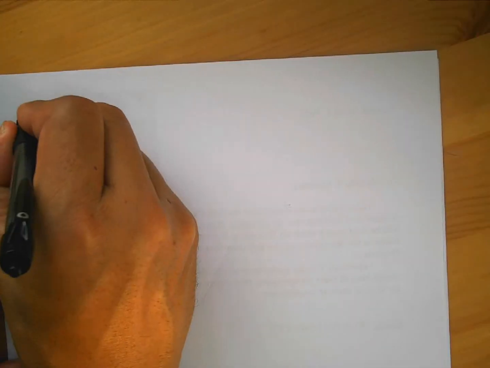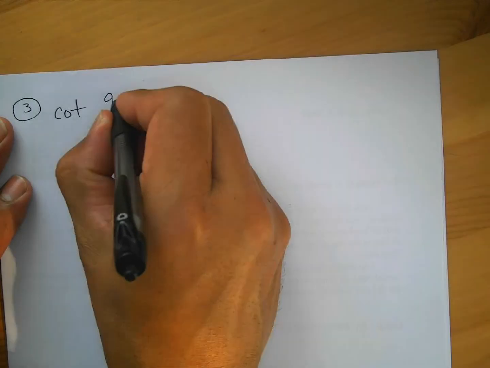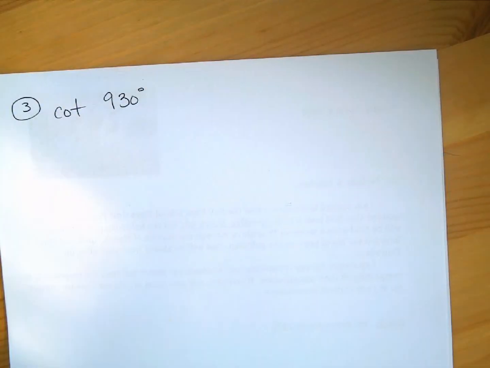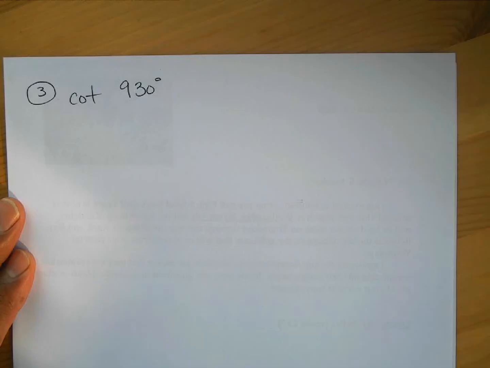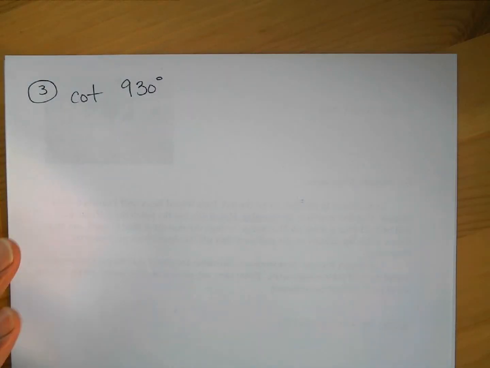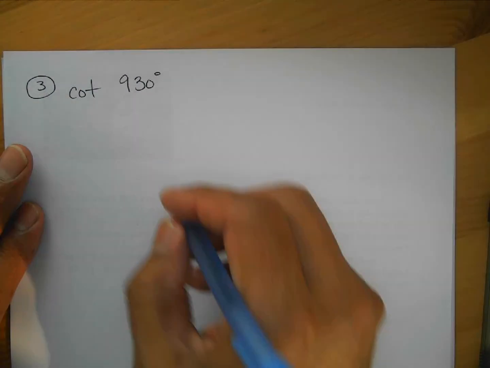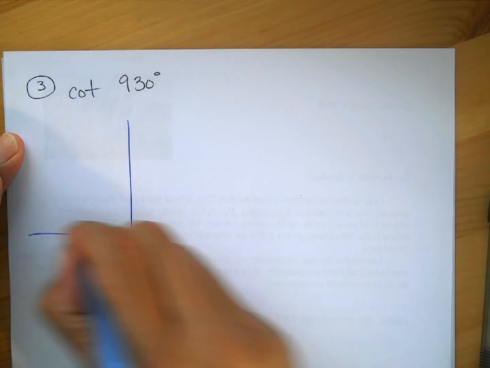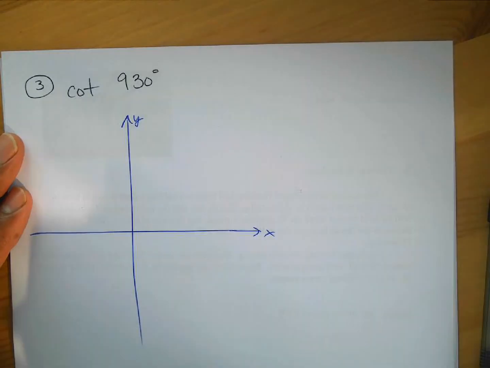Okay, number 3. What about cotangent of 930? See, now they're going to give you these new three and these bigger angles, right? How do we get the exact value for 930 degrees? Well, we have to get 930 degrees correct.